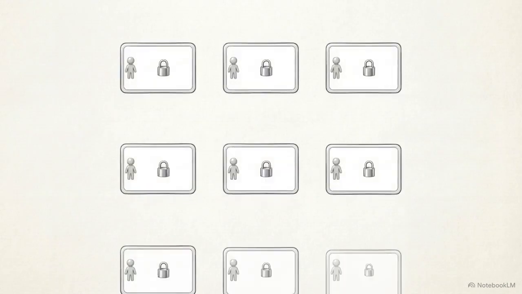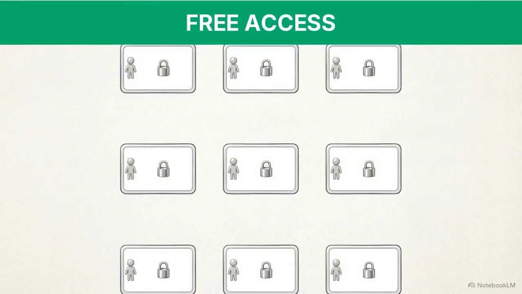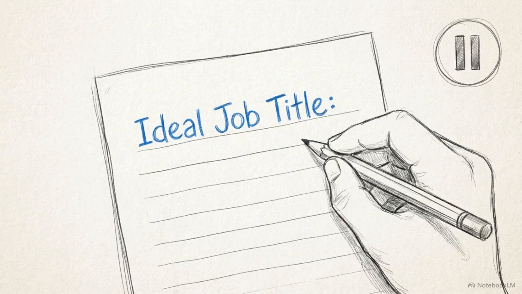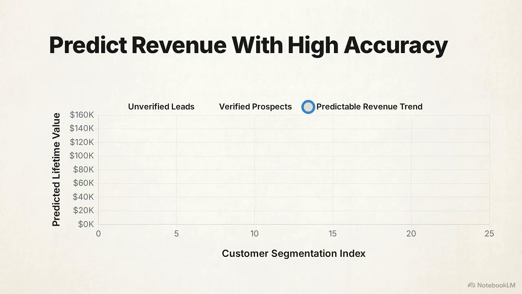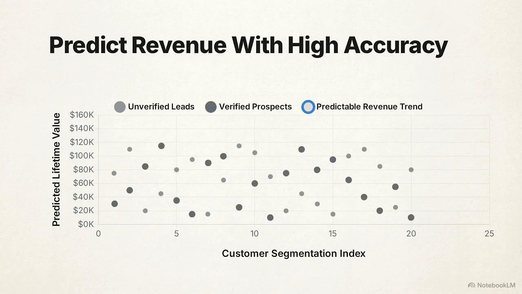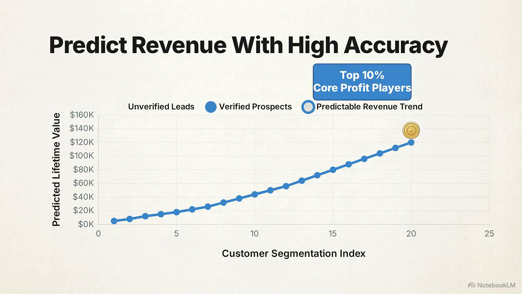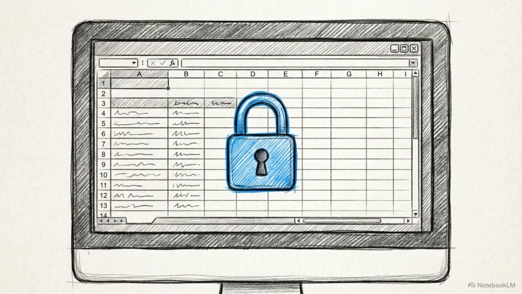It is a secure tool that provides access to B2B contact data, and you can start using its core features without a paid subscription. To follow along, pause this video now. Write down the specific job title of your single most profitable current customer. Moving from a broad marketing approach to a structured data strategy allows you to predict your revenue with much higher accuracy and protects your business from the risks of unverified data.